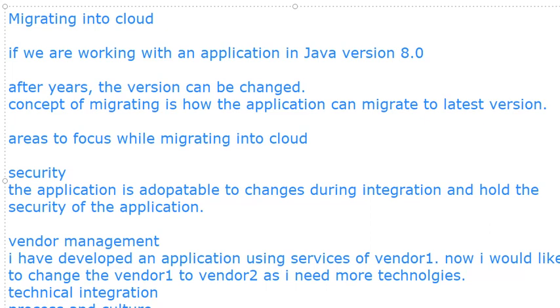So are we able to maintain vendor one and vendor two and get more applications or not? This is the concept of vendor management. Simply say, how the customer controls the vendors is the important concept of vendor management.